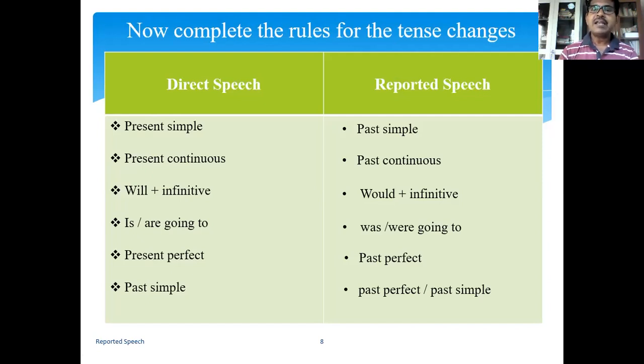With this, let me explain the next rule as well. Okay, we'll move on to the next slide.